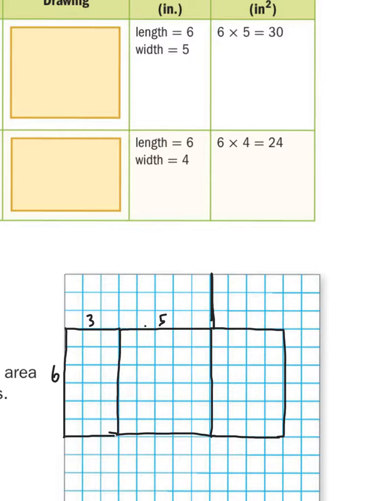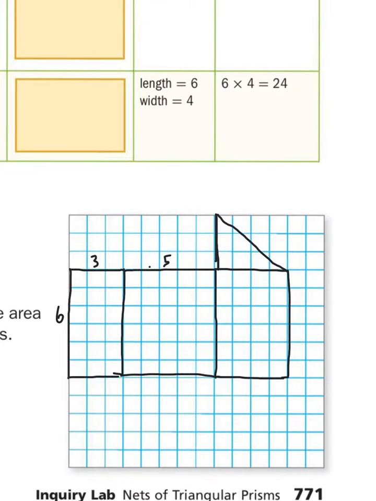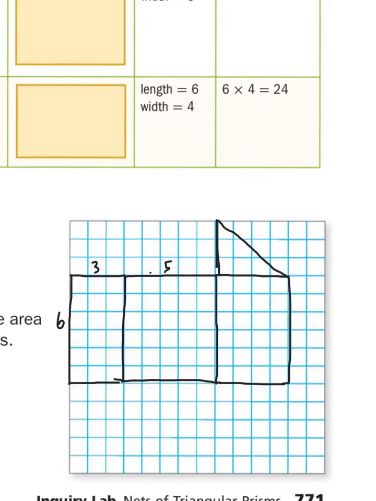Alright, so I'm going to connect that straight down. Now I'm going to do the same thing down on the bottom. I'm going to go down straight 3 and connect it that way. And there I have my net, 3 and 4, 3 and 4.